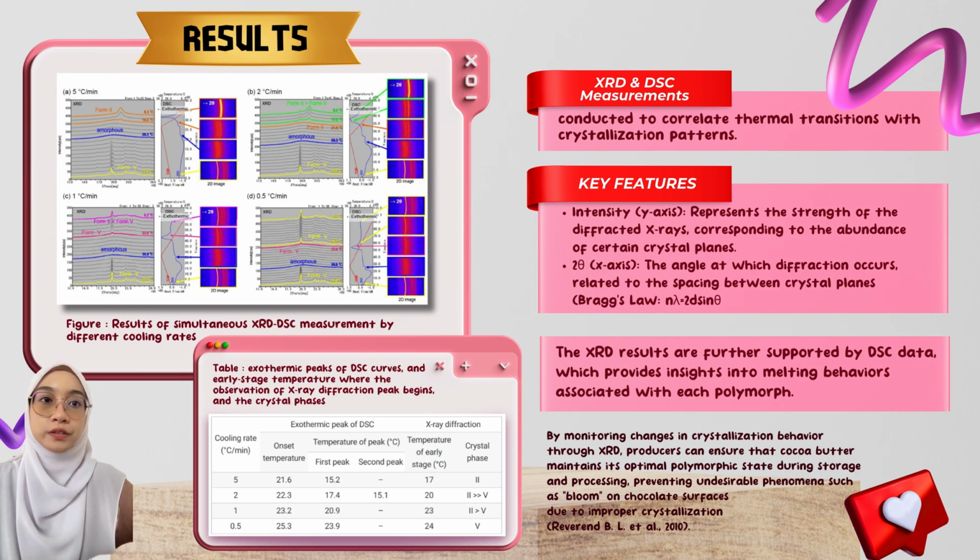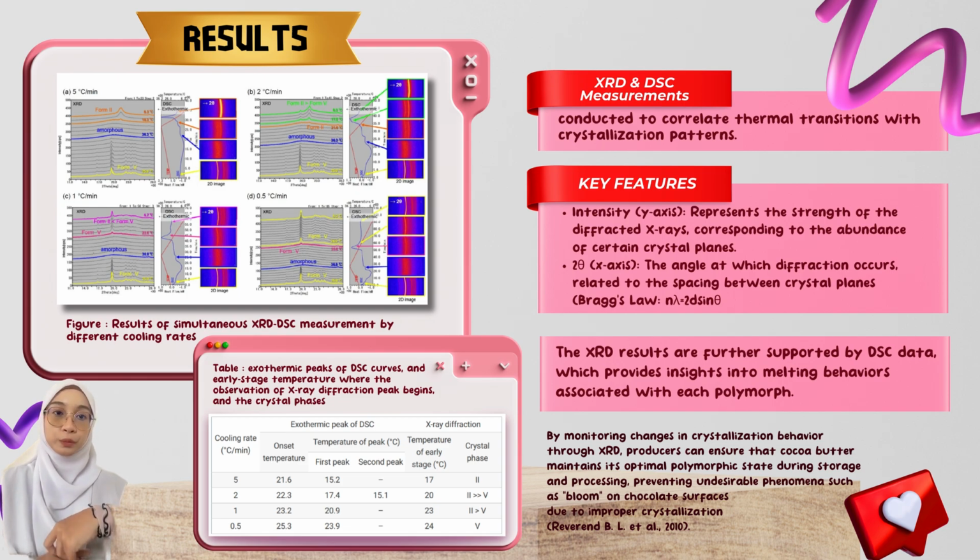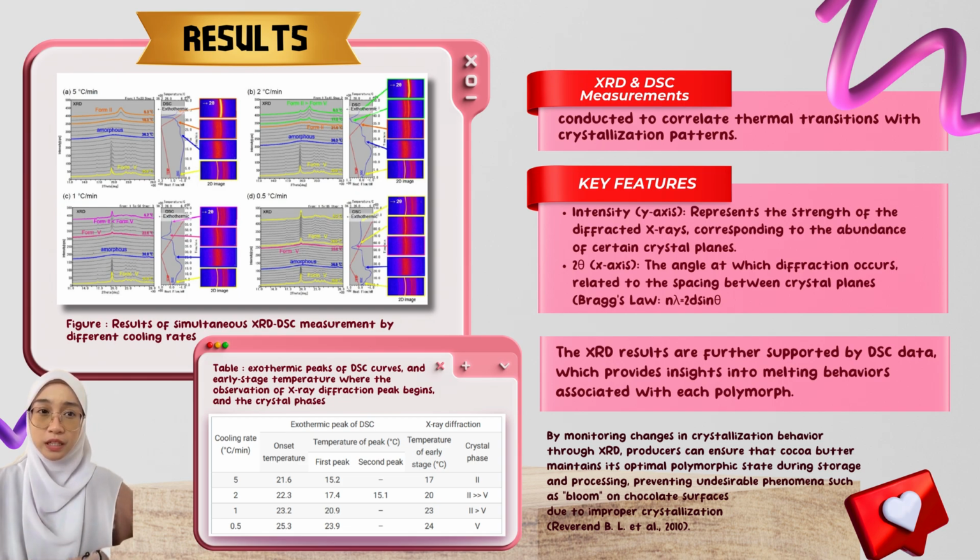The XRD results are further supported by the DSC data, which provide insight into melting behavior associated with each polymorph. For example, the DSC curve may show distinct melting peaks corresponding to transition from alpha to beta prime to beta forms, confirming the stability and quality of chocolate products. The presence of specific diffraction peaks associated with form V, considered optimal for chocolate production due to its stability and desirable melting characteristics, was identified in the XRD patterns.